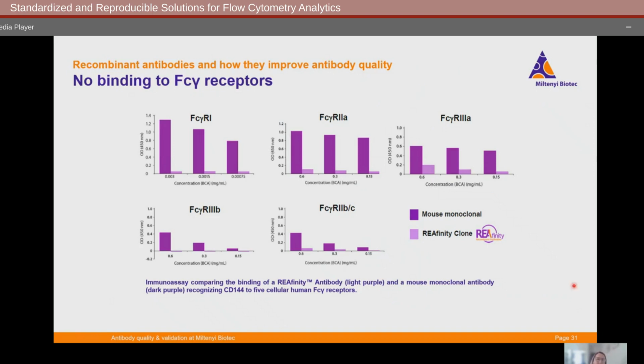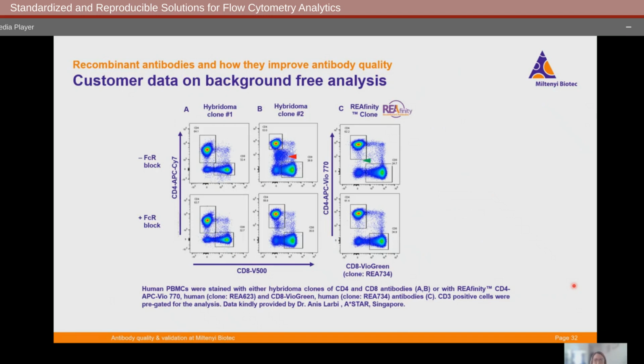So why would we even really care about this aspect of antibody reagents? This is just one example of some customer data, but it illustrates it pretty well. The issue is really background staining. The area in red that you're seeing right here shows non-specific binding from that hybridoma clone. The other hybridoma clone shown doesn't necessarily have that same level of background staining without the Fc block. And you can see for reaffinity, you don't even need the Fc block and you get much less background staining. Even with an Fc block, with that hybridoma clone, you're still getting a fair amount of background staining, whereas the reaffinity clone performs essentially the exact same whether or not you have that Fc block.